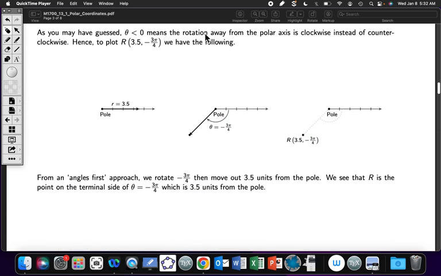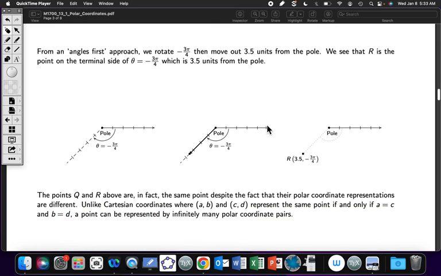Now, if your theta is negative, that just means you're going to be rotating clockwise instead of counterclockwise. So if we want to get to the point 3.5 comma negative 3 pi over 4, we start at the pole, we go to the right 3.5 units along this polar axis, and then we rotate clockwise 3 pi over 4. Or we could start along the polar axis, rotate 3 pi over 4 clockwise, and then move out 3.5 units.